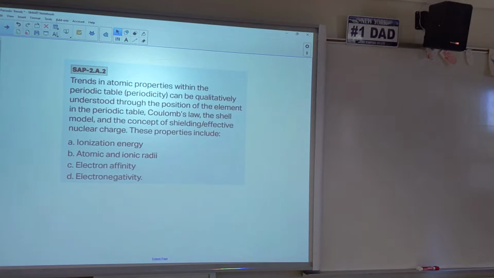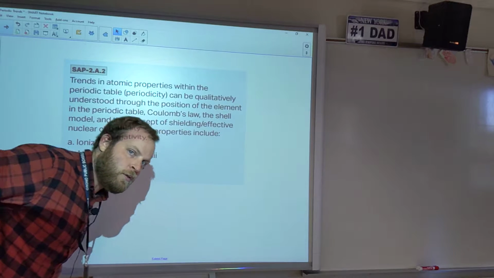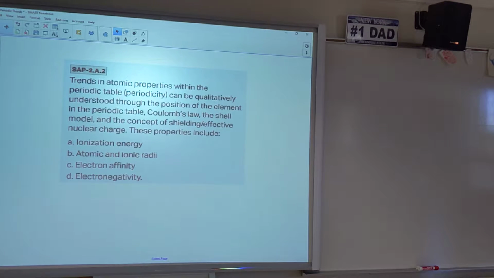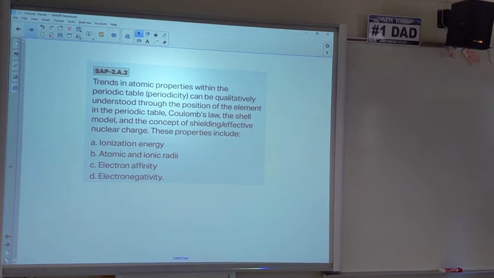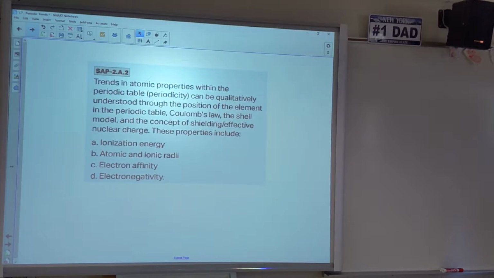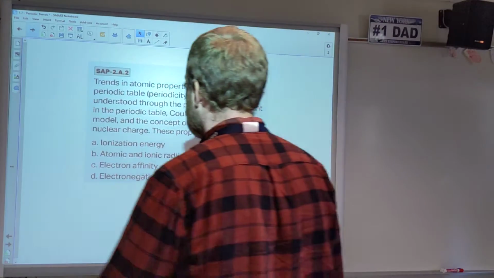arrow. There we go. Trends in atomic properties within the periodic table can be qualitatively understood through the position of the element in the periodic table, Coulomb's law, the shell model, and the concept of shielding and effective nuclear charge. I'll go through all that soon. Those are the 4 periodic trends that you have to know. Hopefully you know what those definitions are. If not, I'll go through them quick. Should be review from your first year of chemistry.